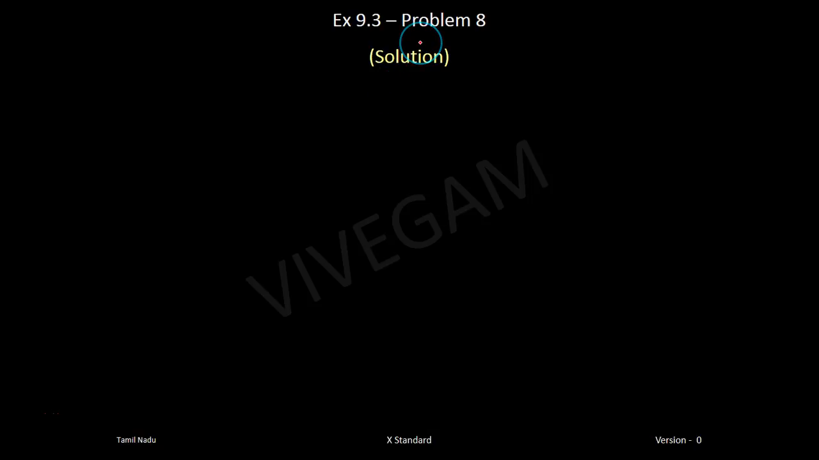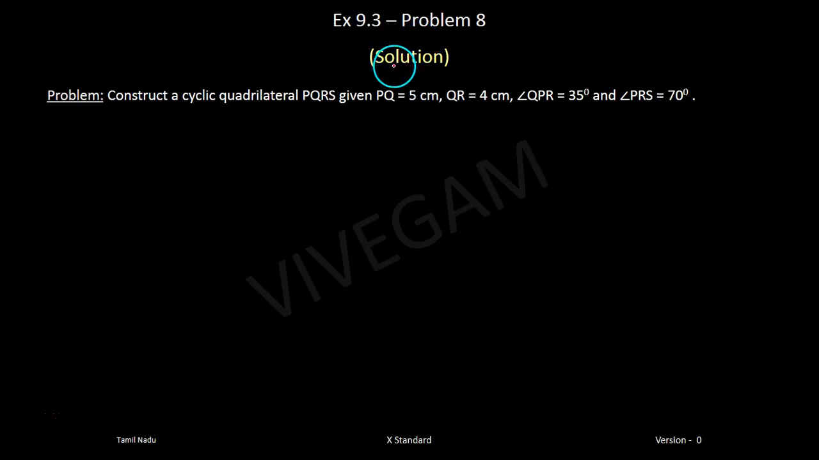Exercise 9.3 problem 8 solution. Construct a cyclic quadrilateral PQRS. Given PQ is 5 cm, QR is 4 cm, angle QPR is 35 degrees and angle PRS is 70 degrees. So as I've told you earlier, for a cyclic quadrilateral you need to have 4 measurements. We have 1, 2, 3, 4, so you will be able to draw it.